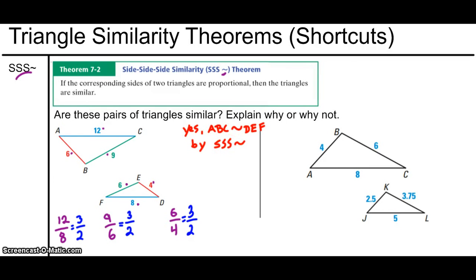Now the next one's very similar. I'm going to do it much more quickly. First, again, we start by lining up the sides and making those ratios. 4 over 2.5, 6 over 3.75, 8 over 5.